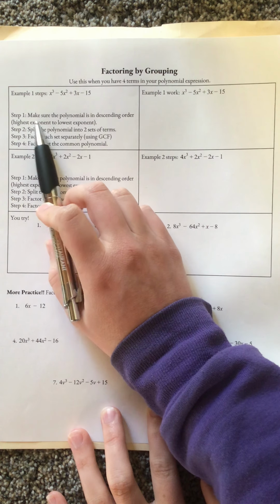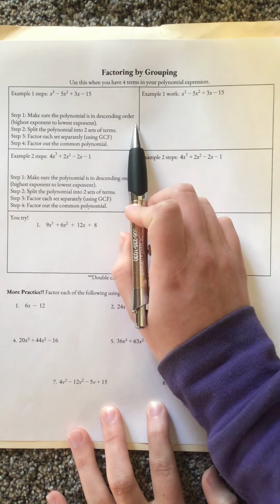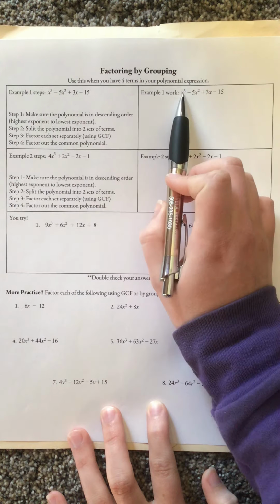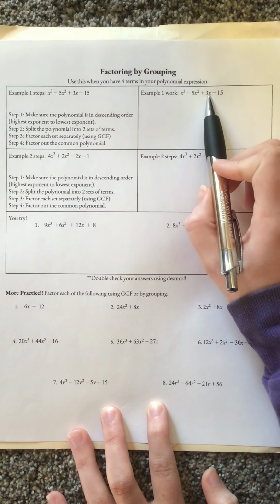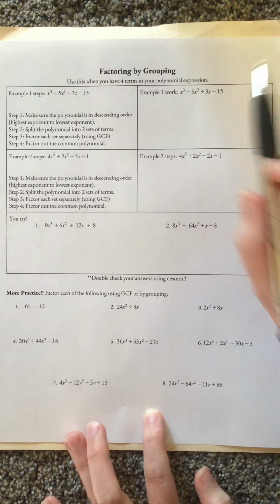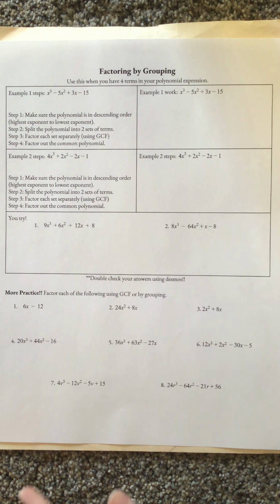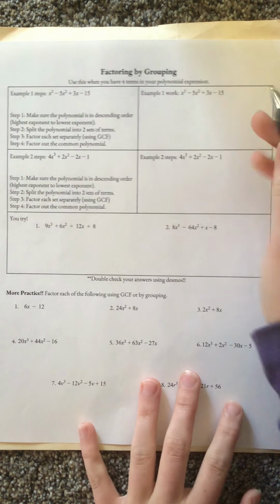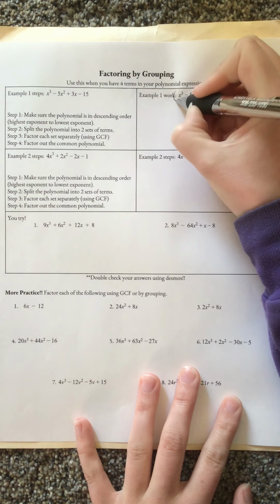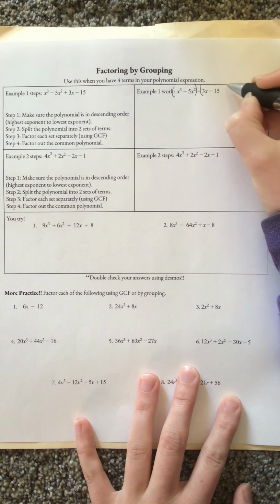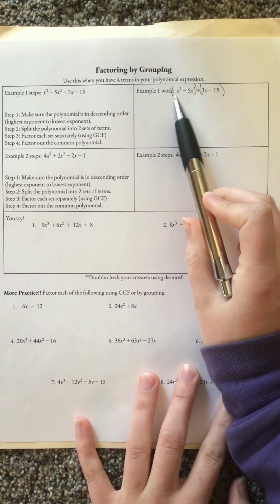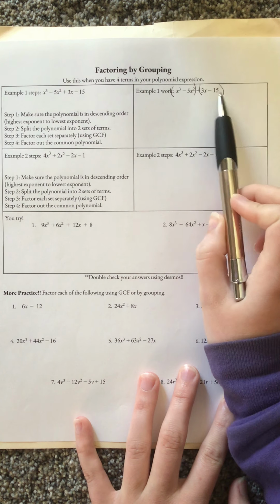So our step 1 is we need to make sure that the polynomial is in descending order, which means the highest exponent first, then the second highest, and the second lowest and to the lowest, okay? Since that's already done for us, we don't have to do anything for step 1. Step 2, we want to split the polynomial into 2 different sets of terms. So what that means is we are going to break these up like this. I put parentheses around the first 2 and parentheses around the second 2.